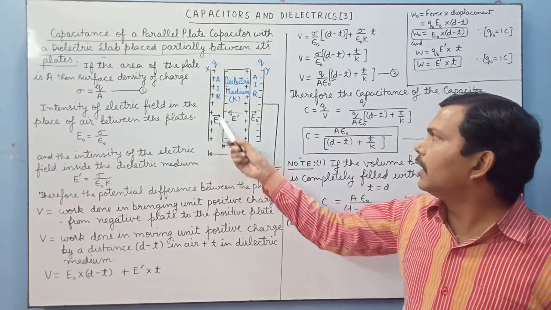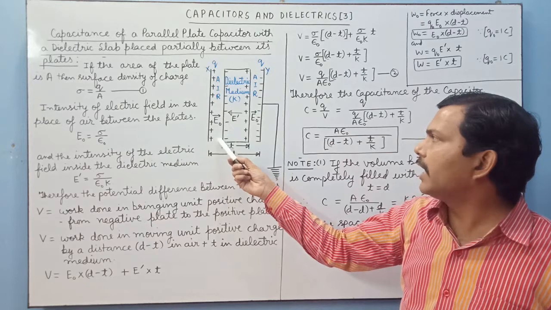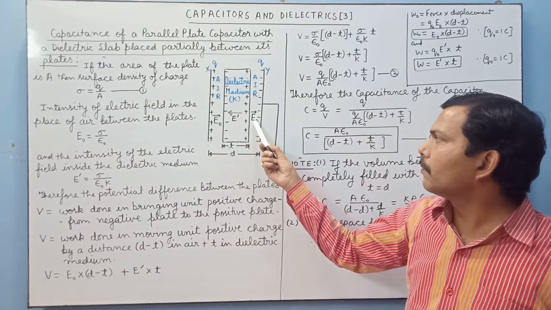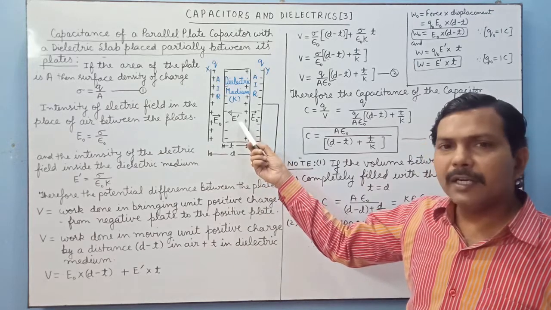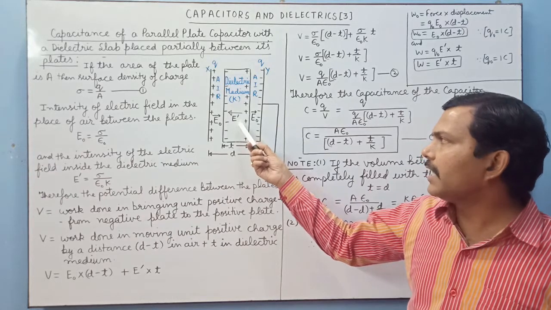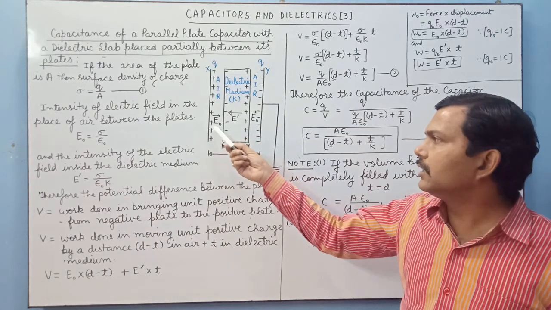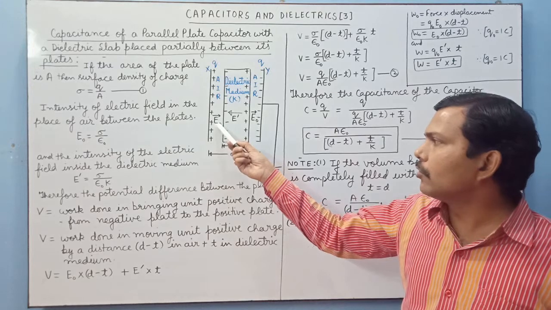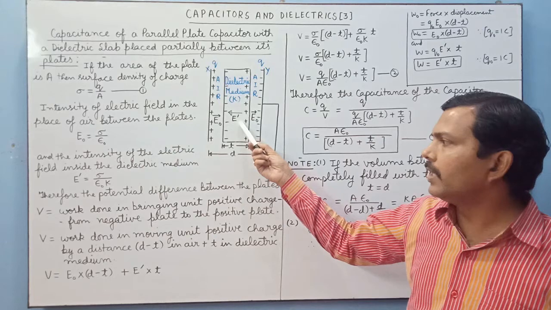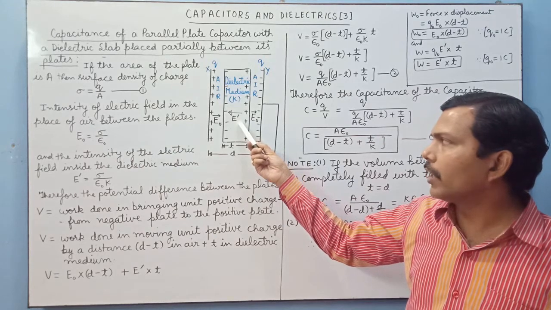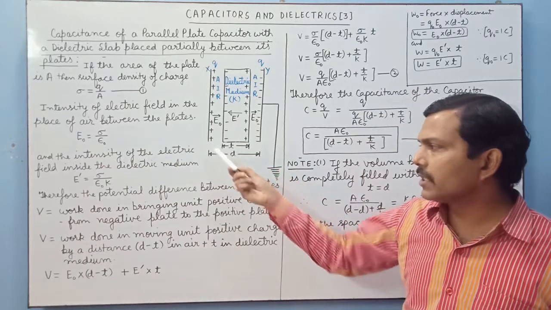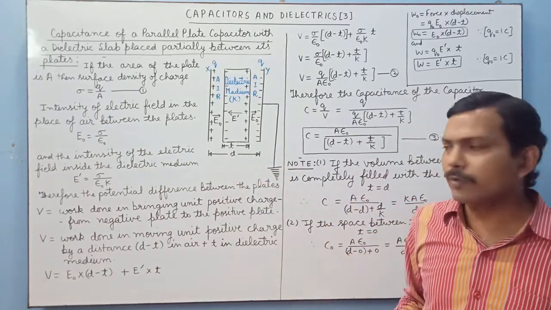So the resultant electric field will be reduced due to the presence of this dielectric medium. Now the electric field in the space having air is E0 here, and here also E0, and the electric field inside the dielectric is E dash. So the intensity of electric field E0 will be sigma by epsilon 0, and the intensity of electric field E dash will be sigma by epsilon 0 K. Now to calculate the capacitance of this capacitor, we need the potential difference between the plates.